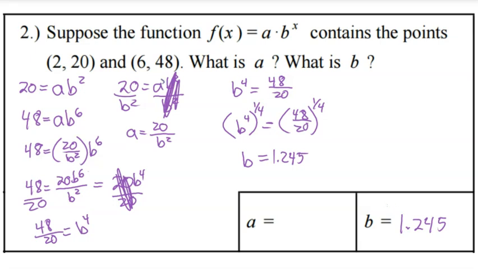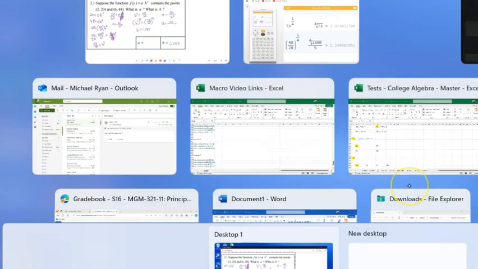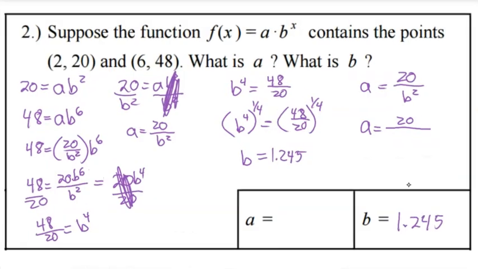But you'll see over here that A is equal to 20 over B squared. So we need to know B first, and we do. It's 1.245, although I'll show you in a second that it's not a good idea to put a rounded value in. So we're going to say A is equal to 20 over B squared. And so that means A is equal to 20 over, now we could put in 1.245, but like I said, it's a rounded value. So let's go back to our calculator.